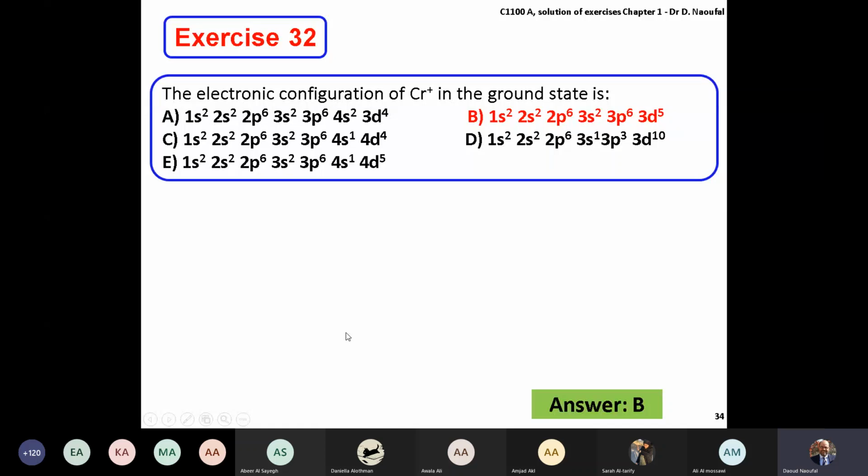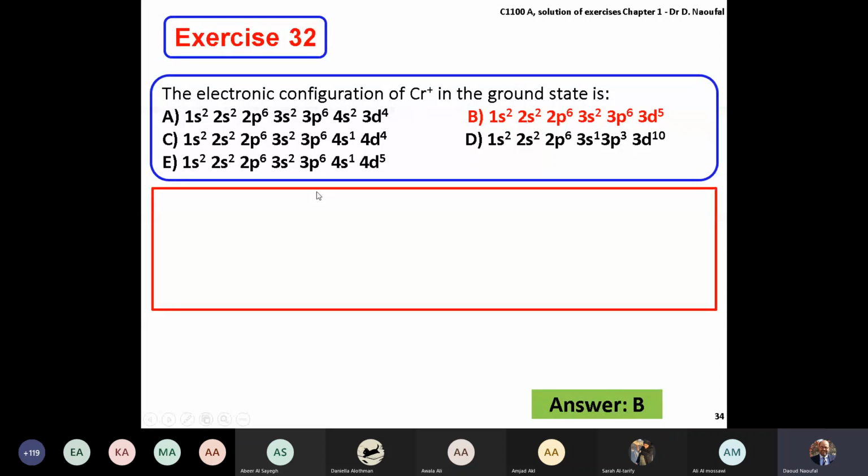Exercise 32. The electronic configuration of chromium plus in the ground state is, we have several possibilities. First of all, we have to write the real electronic configuration of the corresponding chromium atom. Chromium has Z equal 24: 1s2, 2s2, 2p6, 3s2, 3p6, 4s2, 3d4. But as we said, 4s2, 3d4 is not the most stable.